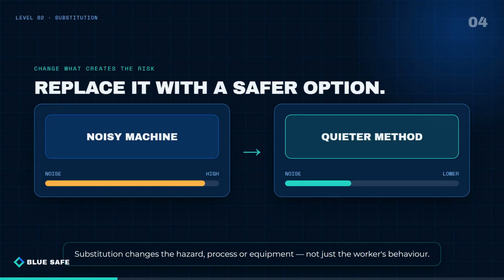Substitution means replacing the hazard, process, or equipment with a safer option. In this example, that might mean using a quieter machine or a method that produces less noise. The important point is that substitution changes what creates the risk. It does not simply tell the worker to behave differently around the same source.